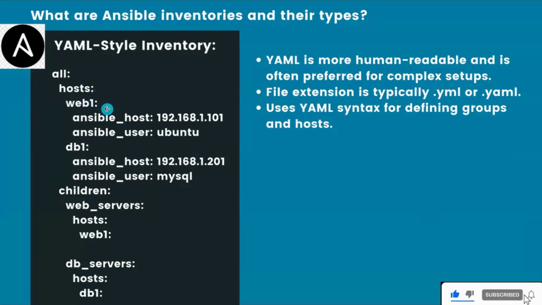And what are the hosts? web1: you define your IP address and your username. So this is how you have to define your IP addresses, and in the same way web1 with DB1. For DB1 we are defining ansible_host here, and in this example, in the same way, we have done it under children: web server with host web1, and DB server with host DB1. Okay.